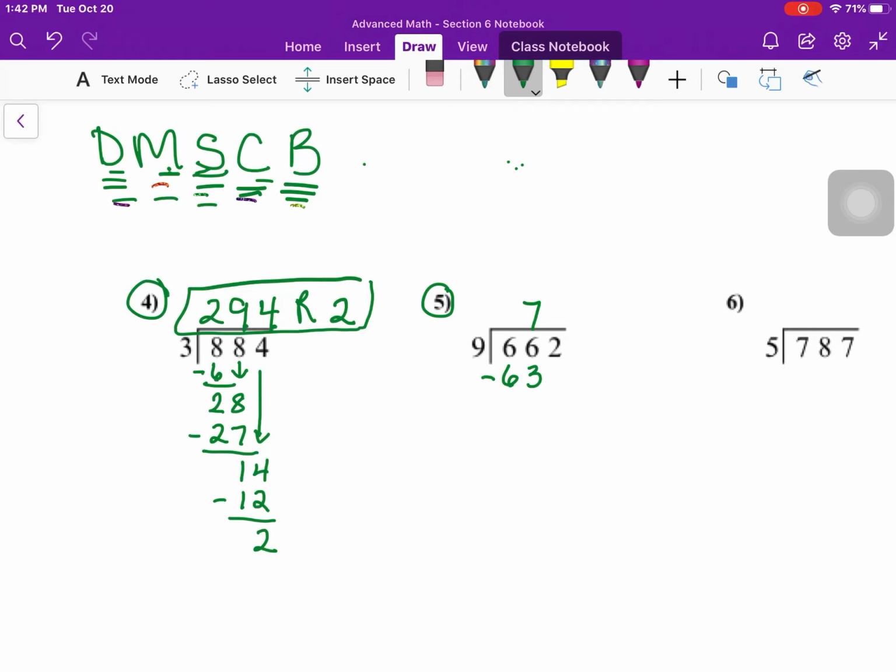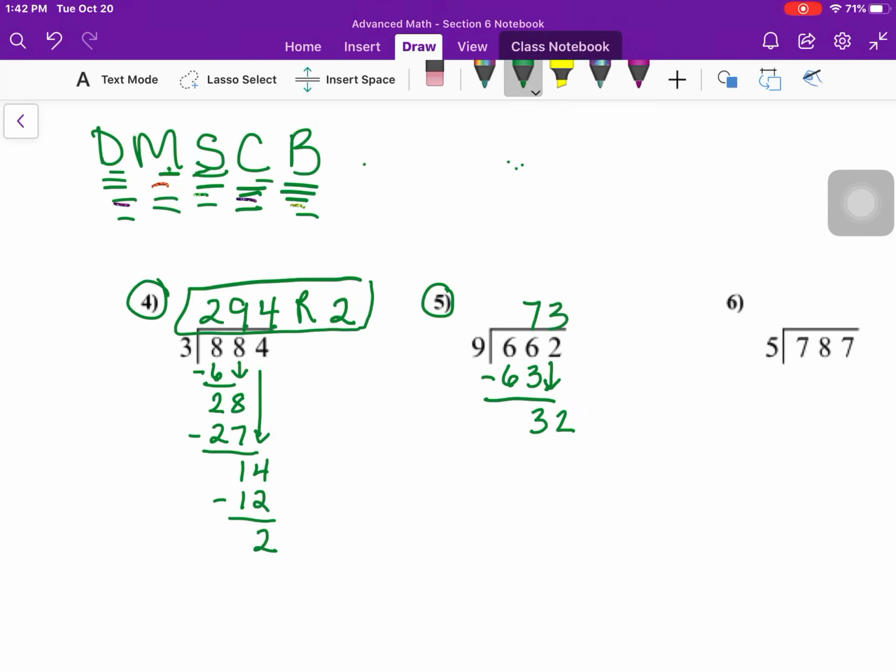We subtract, and 66 minus 63 is 3. We check to make sure 3 is smaller than 9. We bring down the 2. And then we repeat the process. So then we ask ourselves, how many times does 9 go into 32? Goes in there 3 times.